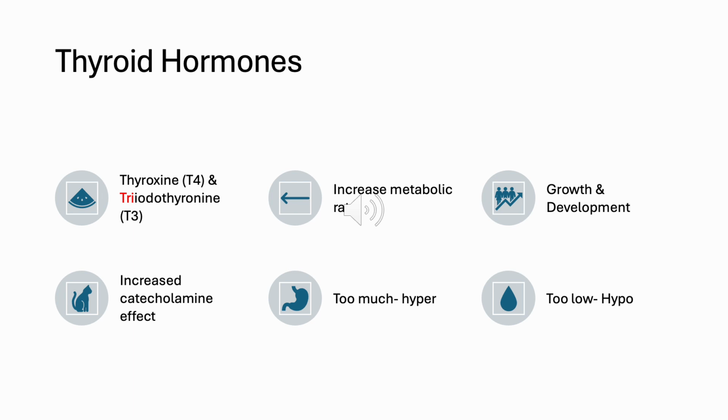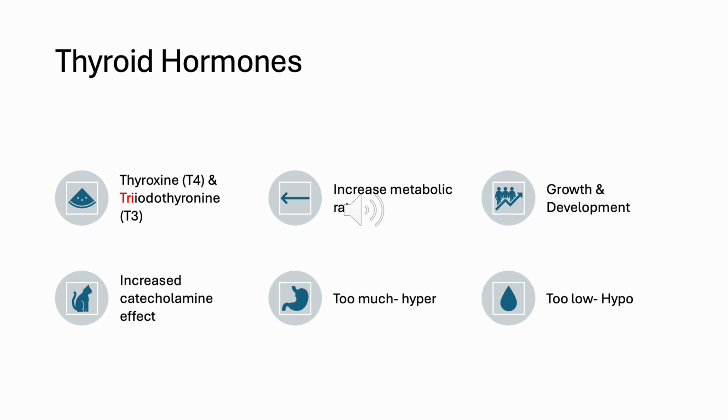If it's too high, it's going to increase the metabolic rate. It helps us with growth and development. It also produces an increased catecholamine effect. So if somebody has hyperthyroidism, they're going to have tachycardia, high blood pressure, tachypnea. They're going to be like up, right? And if they have low levels, they'll be down. So they'll have bradycardia and hypotension. So thyroid is very important in our metabolism.